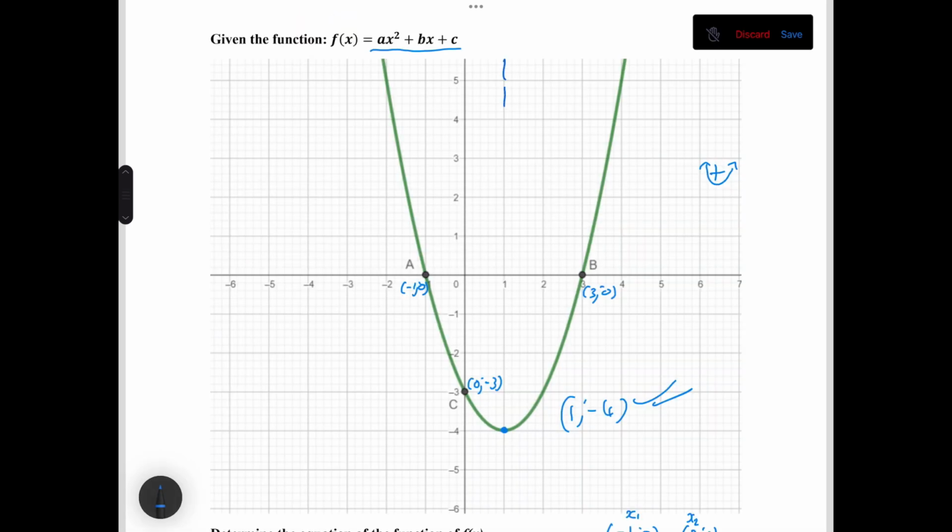If you draw a vertical line here by 1, cutting the x-axis at 1, does it cut the graph into two equal halves? Yes, it does. And there we go. That's our axis of symmetry.